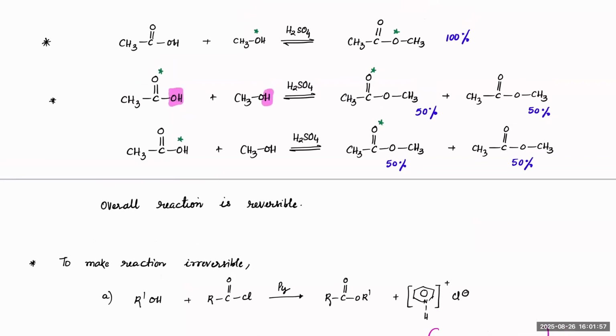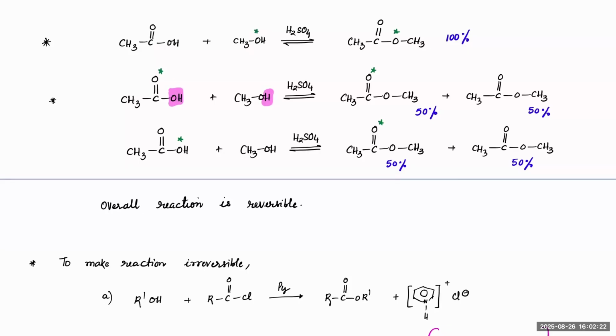Now, suppose if this is an alcohol part and this is an acid part, you will notice what is going away from acid and what is going away from alcohol. From alcohol H is going, from acid OH, right? So that means this oxygen will be connected to this carbon. So this is a 100% product you will get. Is that clear? Yes, sir.